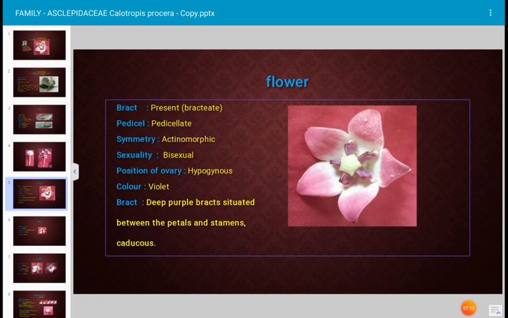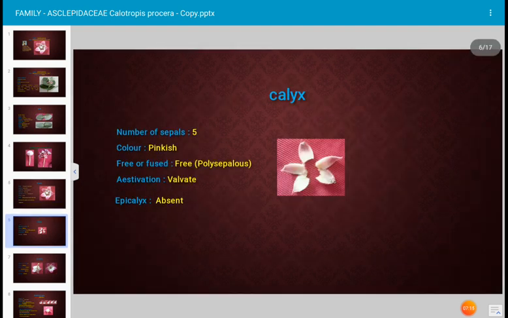Next, this is the calyx of Calotropis procera. Calyx is generally considered the first whorl of the flower, and it consists of sepals. All the sepals together are known as the calyx. In Calotropis procera, there are only 5 sepals. The color of the calyx lobes, that is sepals, is light pink, and the sepals are free.